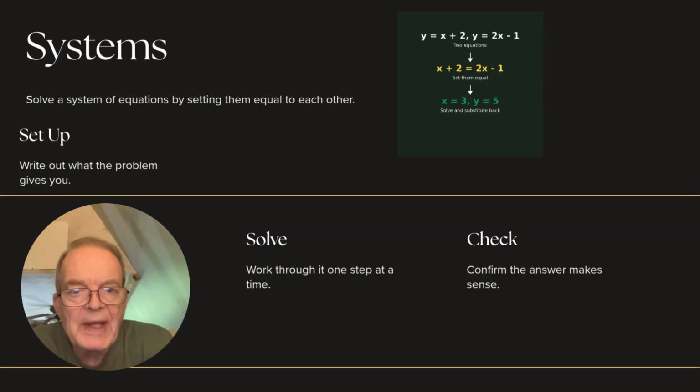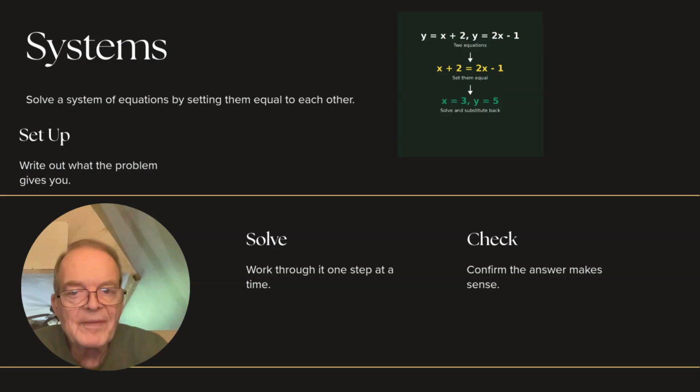Fourth is systems of equations. Say you have y equals x plus 2 and y equals 2x minus 1. Since both equal y, you can set them equal to each other. x plus 2 equals 2x minus 1. Add 1 to both sides. x plus 3 equals 2x. Subtract x from both sides. 3 equals x. Plug that back in, and y equals 3 plus 2, which is 5. So x is 3 and y is 5. That substitution move, setting two expressions equal because they both equal the same variable, is the key trick for this whole topic.